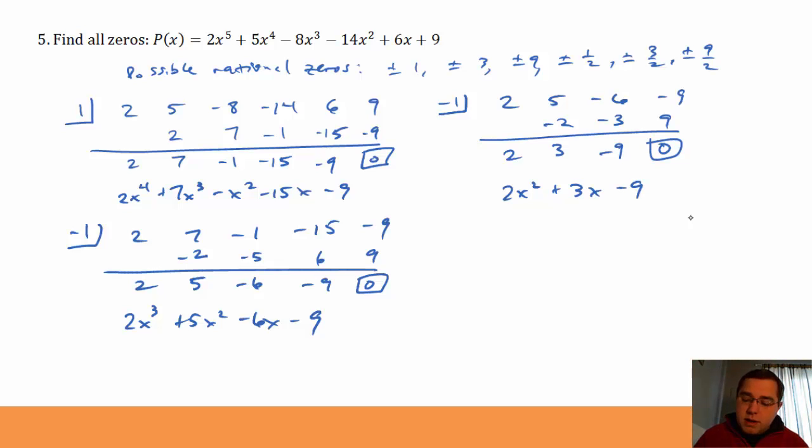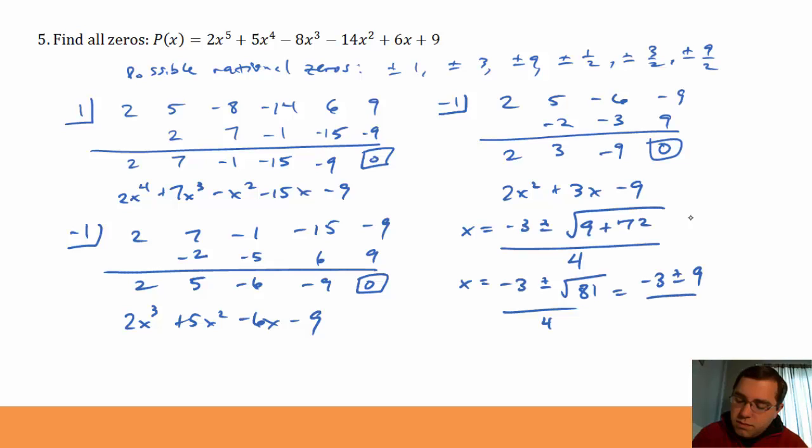That's a quadratic. Let's use the quadratic formula to finish solving this. I get negative 3 plus or minus 9 over 4. I can work that out. Negative 3 plus 9 is 6 divided by 4 is 3 over 2. Notice that was in my list of possible numbers. And negative 3 minus 9 is negative 12 over 4, which is negative 3, which is also in my list of possible numbers.